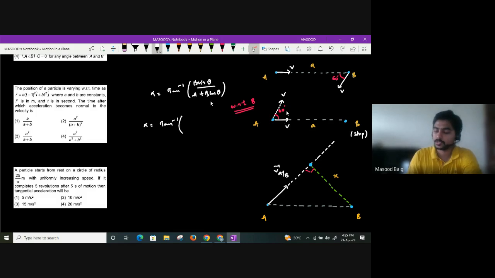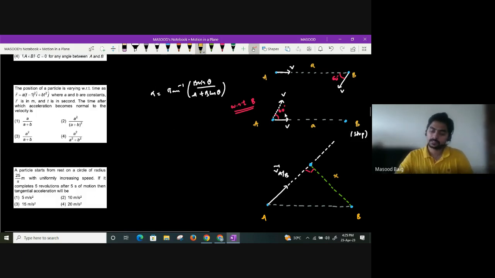So A and B both are equal now. So if I use sine theta by 1 plus cos theta, I will get 2 sin theta by 2 cos theta by 2 over 2 cos square theta by 2. I think you will get it as tan theta by 2, guys. Okay. If not, I'll just keep it aside.